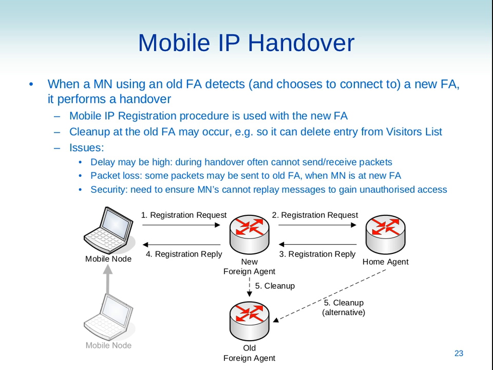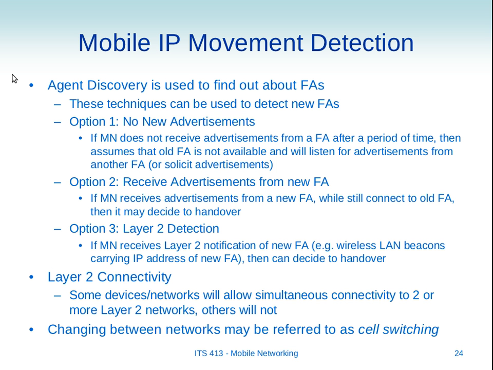So there's a handover, which is really just a registration mechanism. How do we know that we've moved between different networks? The same way that we discover networks. If we don't receive any advertisements, it suggests that we are no longer within range of a current foreign agent. If we receive advertisements from another foreign agent, then I may make a decision to hand over.